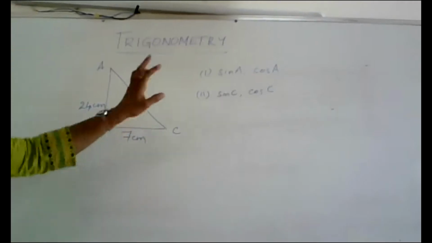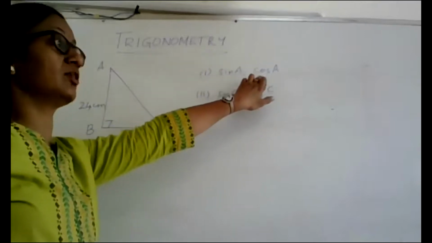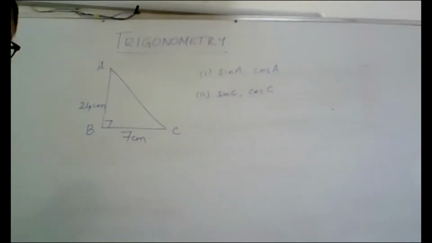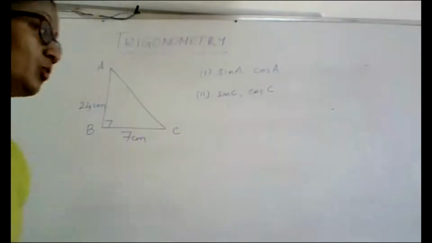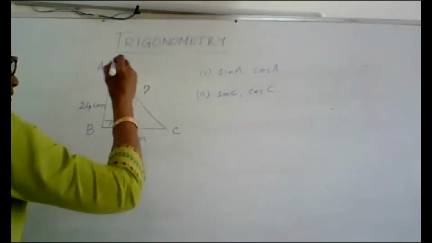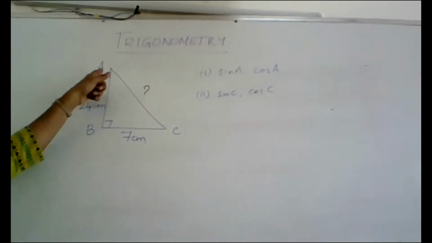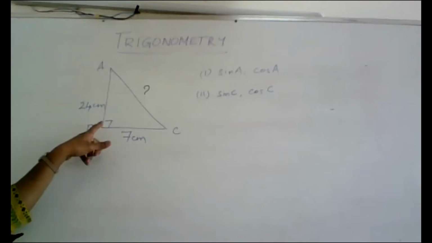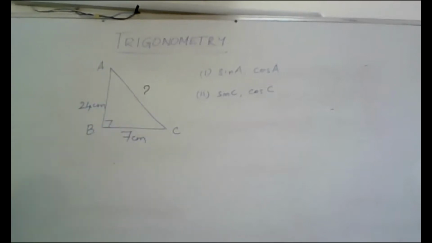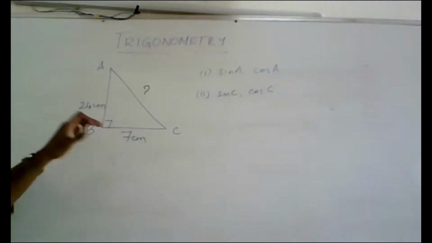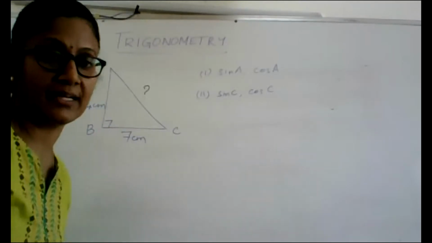So to find the sine of angle A and the cos of angle A, I know my hypotenuse is very much required, which is not given to me. AC is the hypotenuse. How do I know AC is the hypotenuse? Because it is opposite to the right angle. Now how do I find out AC? Because only 2 sides of the right triangle are known to me. How do I find AC?